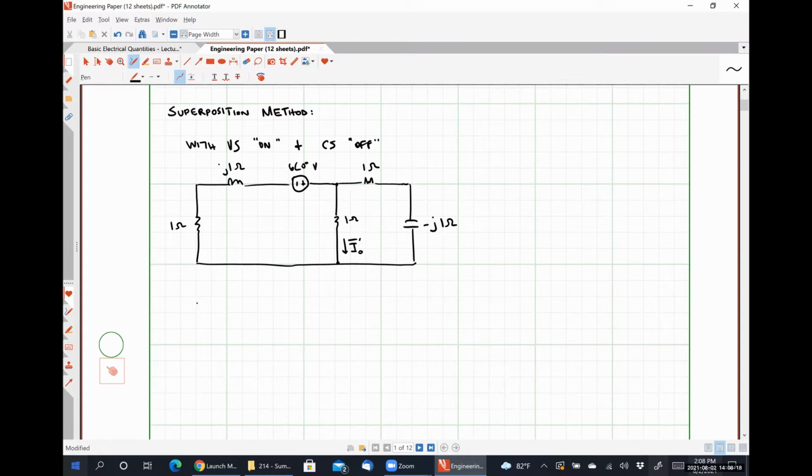So I'm going to redraw this circuit, and I can do that because the 6-volt source, the j1 ohm inductor, and the 1 ohm resistor are all in series, so I can change the order in which they show up in the circuit easily. I'm going to put my 6 angle 0 degrees volt source here. And then here is my 1 ohm resistor. Here's my j1 ohm inductor.